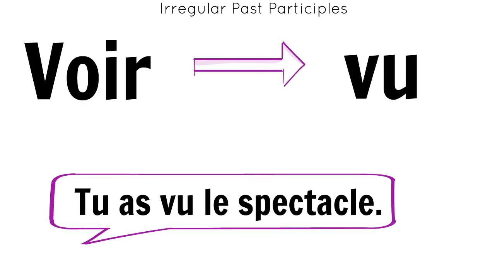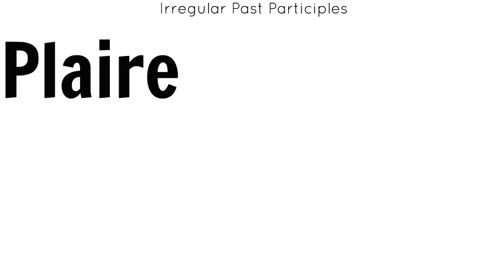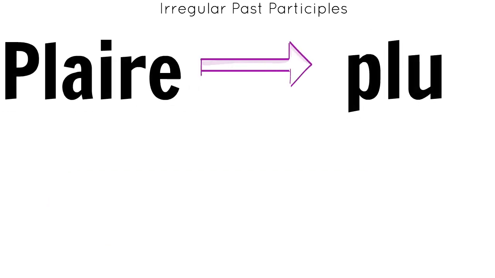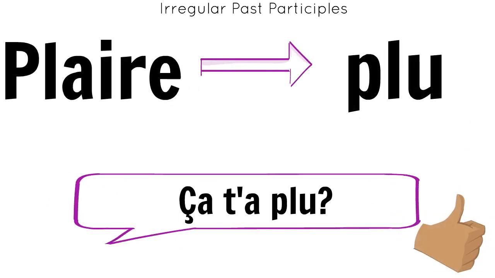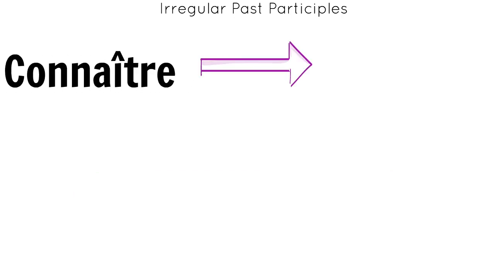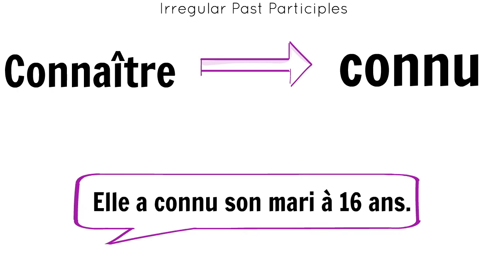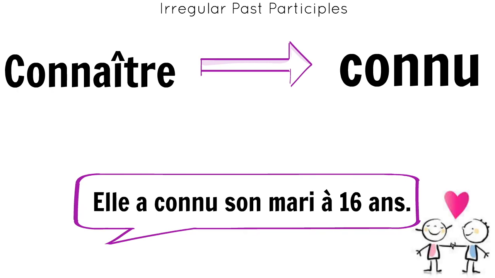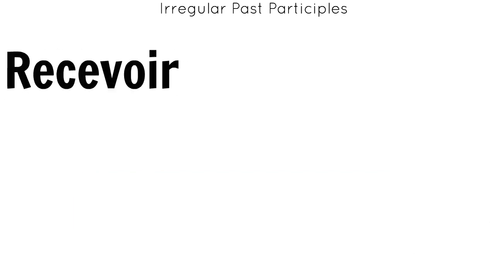Tu as vu le spectacle. You saw the show. And plaire is plu. Ça t'a plu? Did you like it? Or literally, did it please you? Connaître becomes connu. Elle a connu son mari à 16 ans. She met her husband at 16.